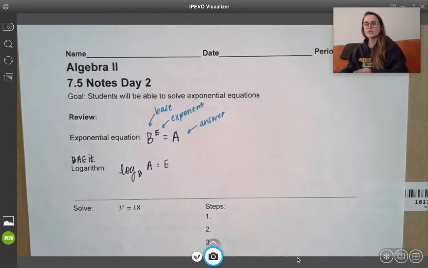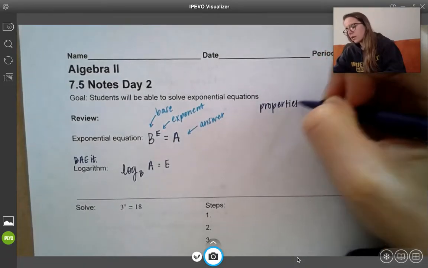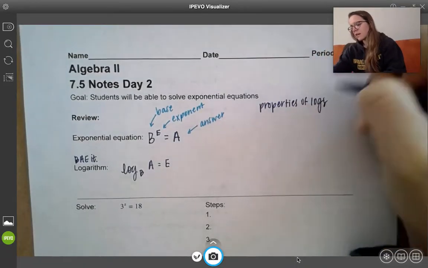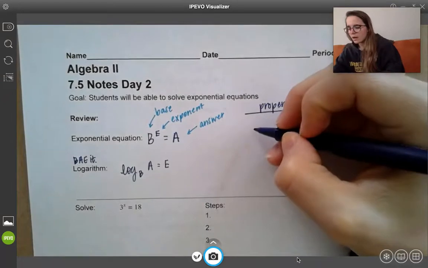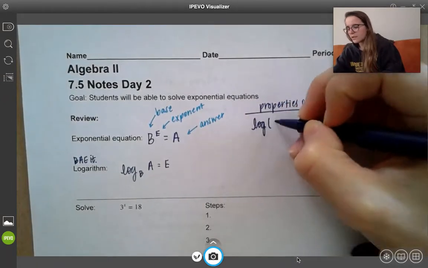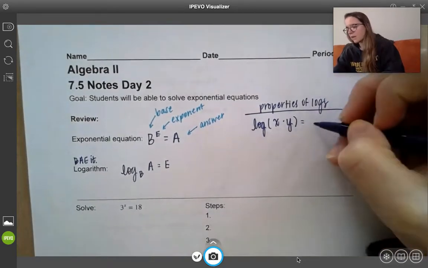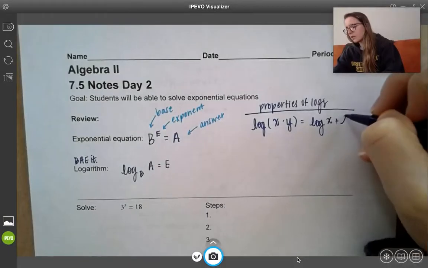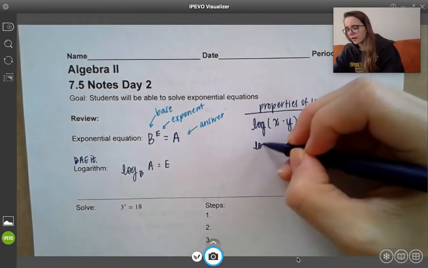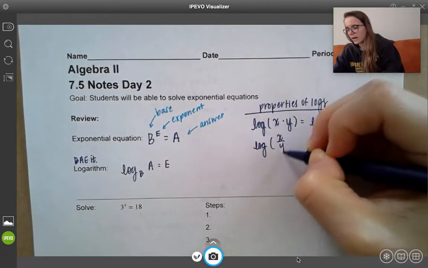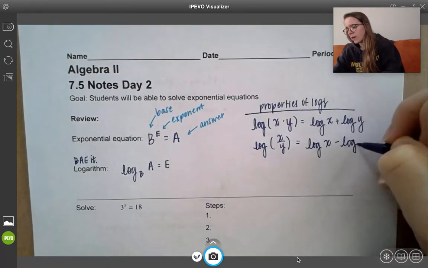Now before we get started, I want to go over the properties of logs really fast. This is what our notes were over the time before this, before spring break. So if we have log of two things being multiplied, so x times y, for example, then we have log of x plus log of y. If we have log and we have division, so x over y, or divided by y, we have log of x minus log of y, our denominator.